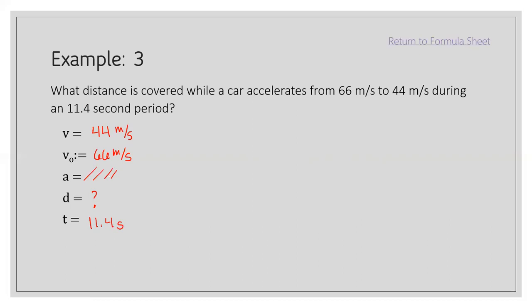Quick question. If we were to calculate acceleration, would this be a positive acceleration or a negative acceleration? We're going from 66 meters per second to 44. If you predicted a negative acceleration, it's actually slowing, which would be a negative acceleration. We are still allowed to use the word acceleration for that.